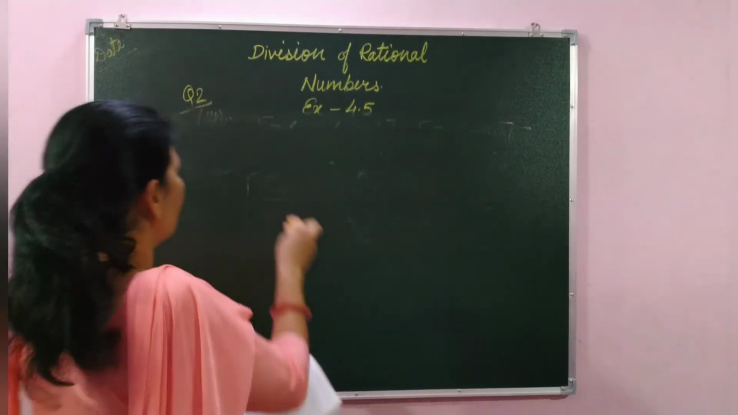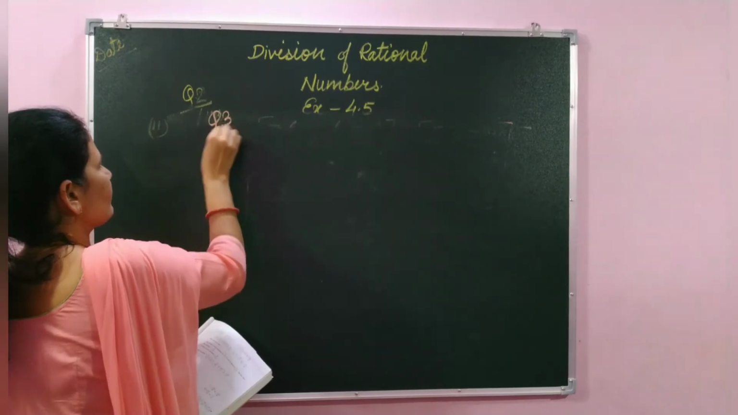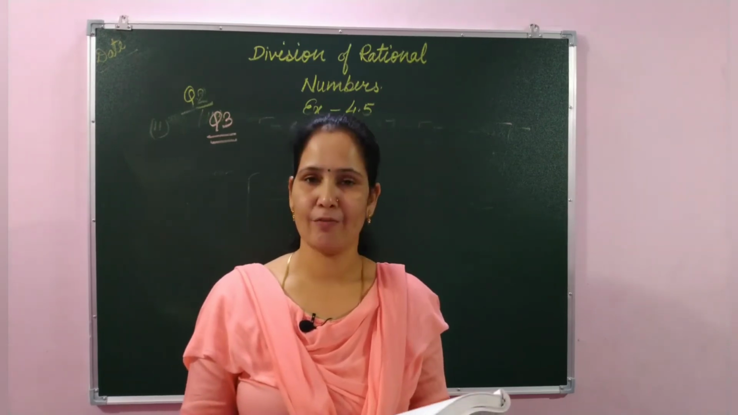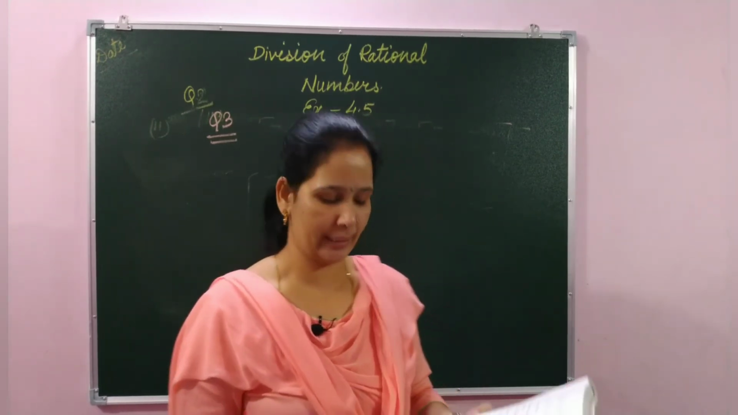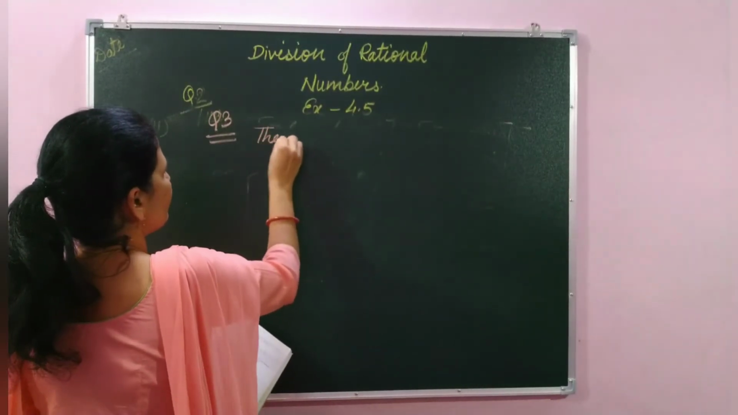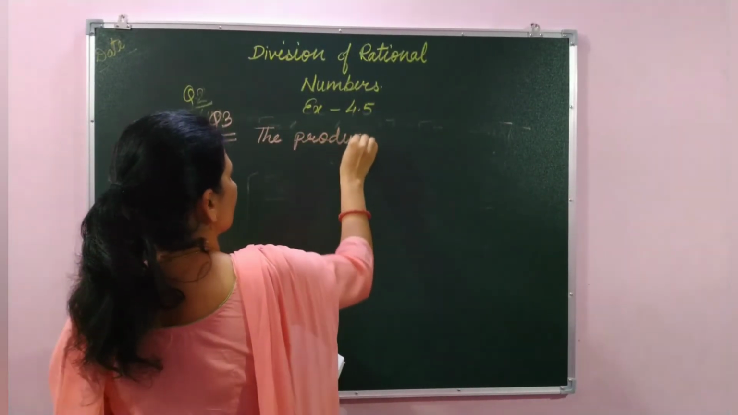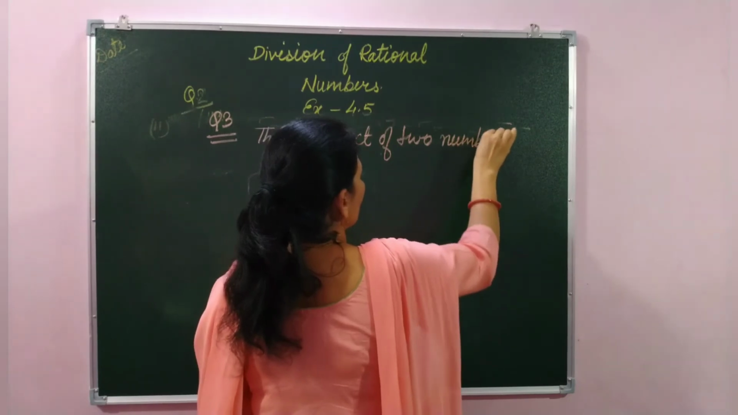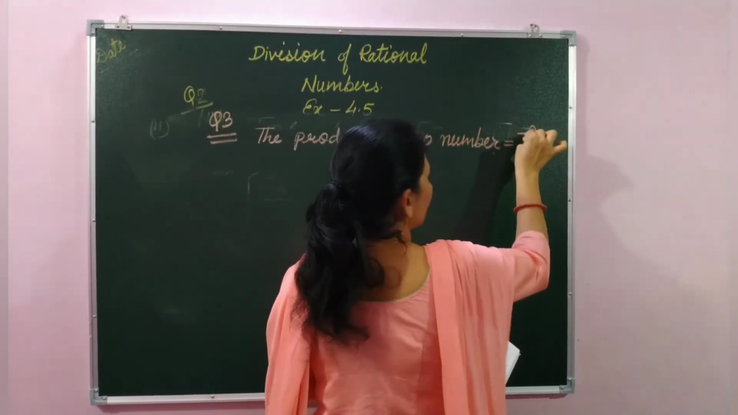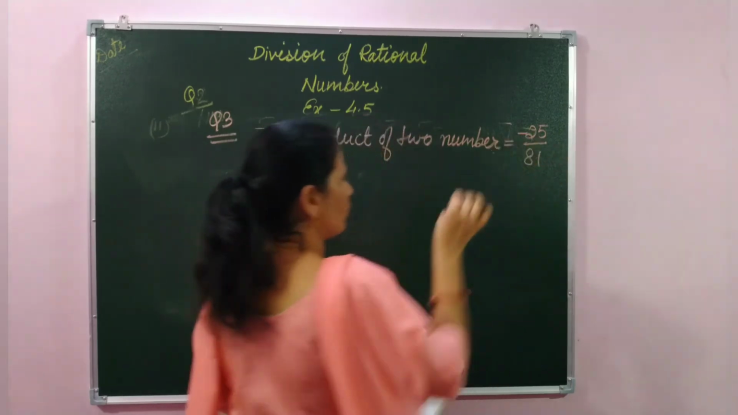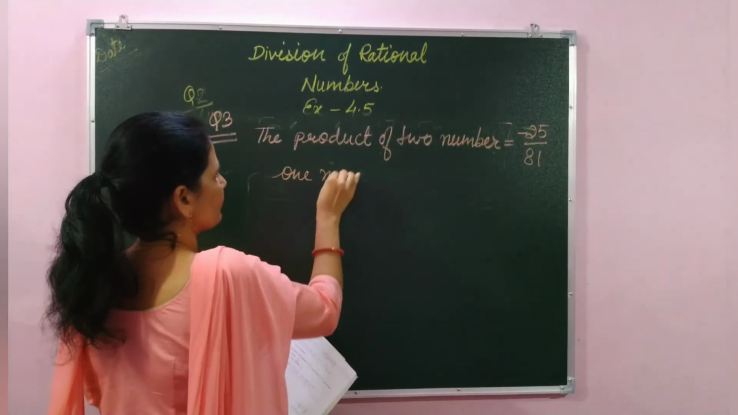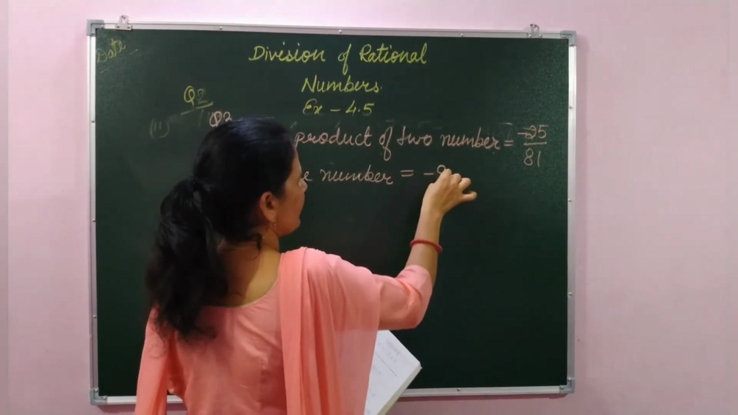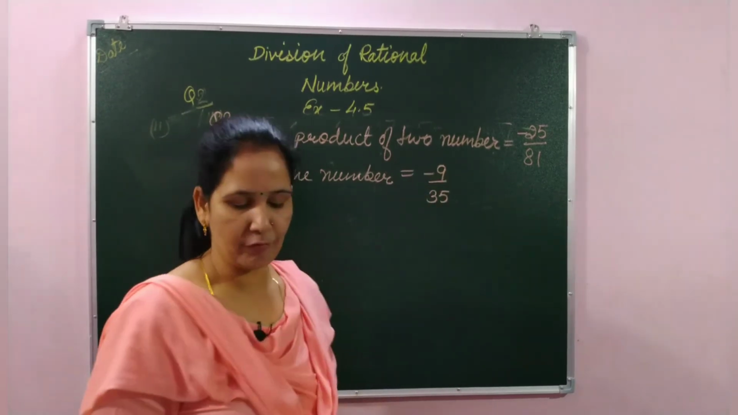Now question number 3. In question number 3 they have given the product of two numbers. Okay, the product of two numbers is given, and one of them they provide, and we have to find out the second one. So here we write the product of two number. The product of two number is minus 25 by 81. Okay, then one number they have given to us minus 9 by 35, and we have to find out the second number.